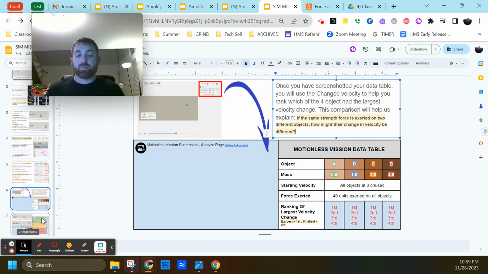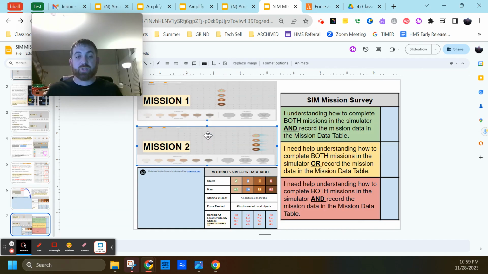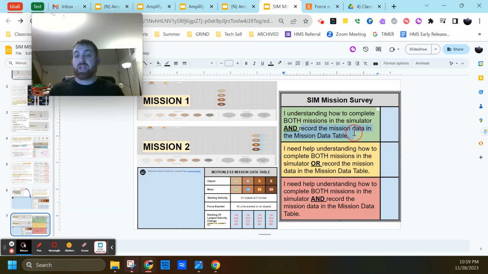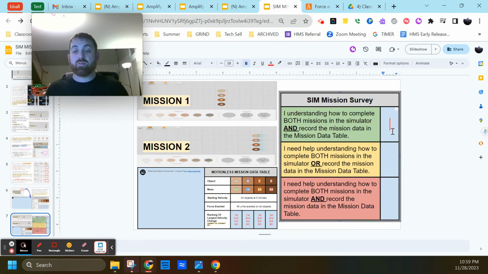So take a moment, looking at your survey. Do you understand how to complete both of our missions with our objects not in motion and in motion? Do you understand how to record the data in the data table, whether that's the screenshot or the ranking? If you understand, put it in green. If either of those things are confusing, put it in yellow. If you have questions, reach out. And as always, good luck.